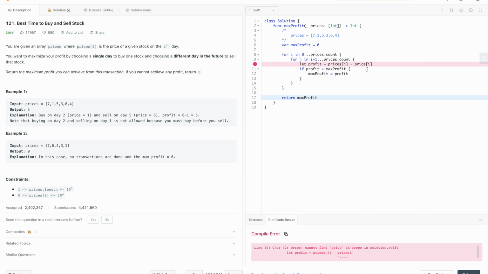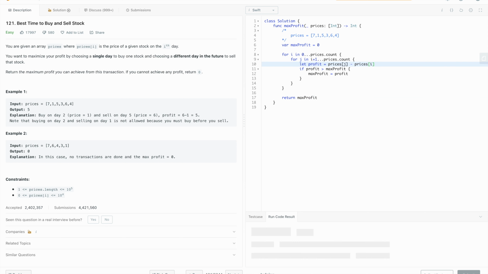Let's see what's the problem of prices. Okay, I'm assuming there's a runtime error because this is too inefficient, and I'm assuming there's a lot of test cases that deal with large sets of arrays. Let's look into a more efficient method to solve this.